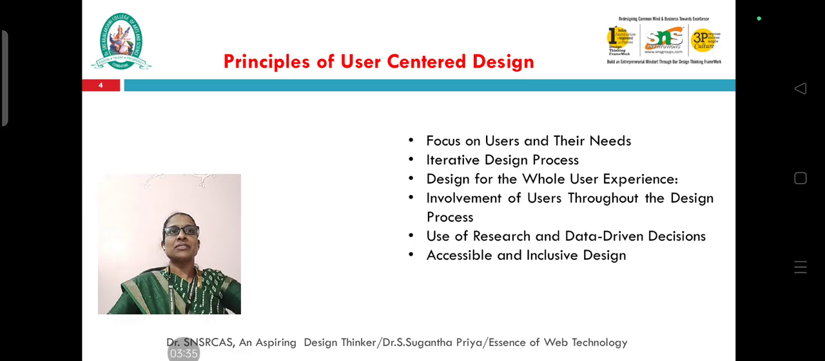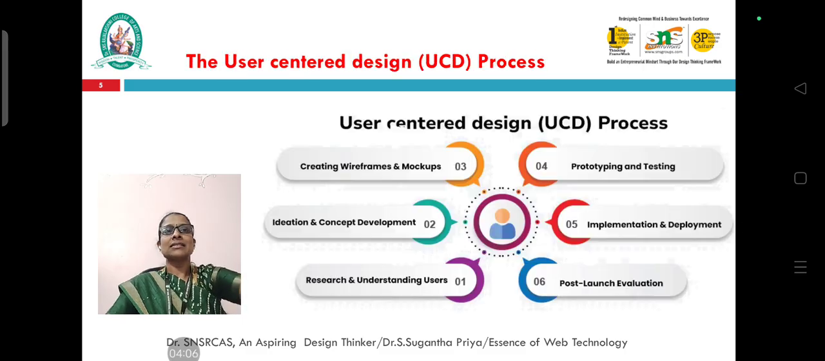Next is the use of research and data-driven decisions. Design decisions should be backed by data collected from user research and testing. This minimizes assumptions and ensures that the design is grounded in real user needs and behaviors. Next is accessible and inclusive design, which means making products accessible to all types of users, including those with disabilities. This involves adhering to accessibility standards and guidelines.